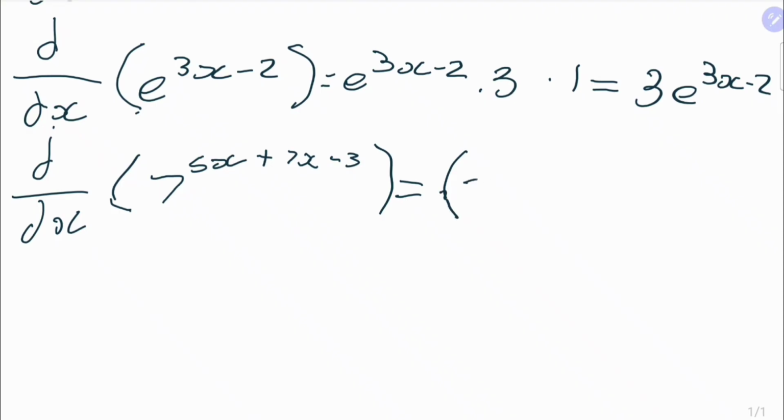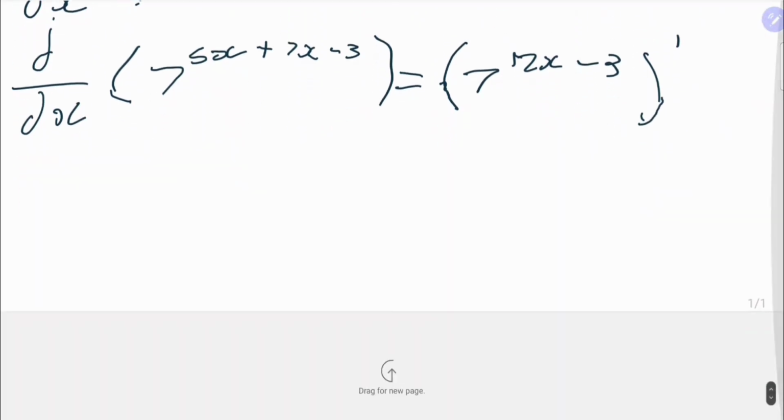Okay, 7 to the 5, 7 to the, what is 5 plus 7? It's 12, so 12x, okay, minus 3, and the derivative of that. Okay, now we can work this out.